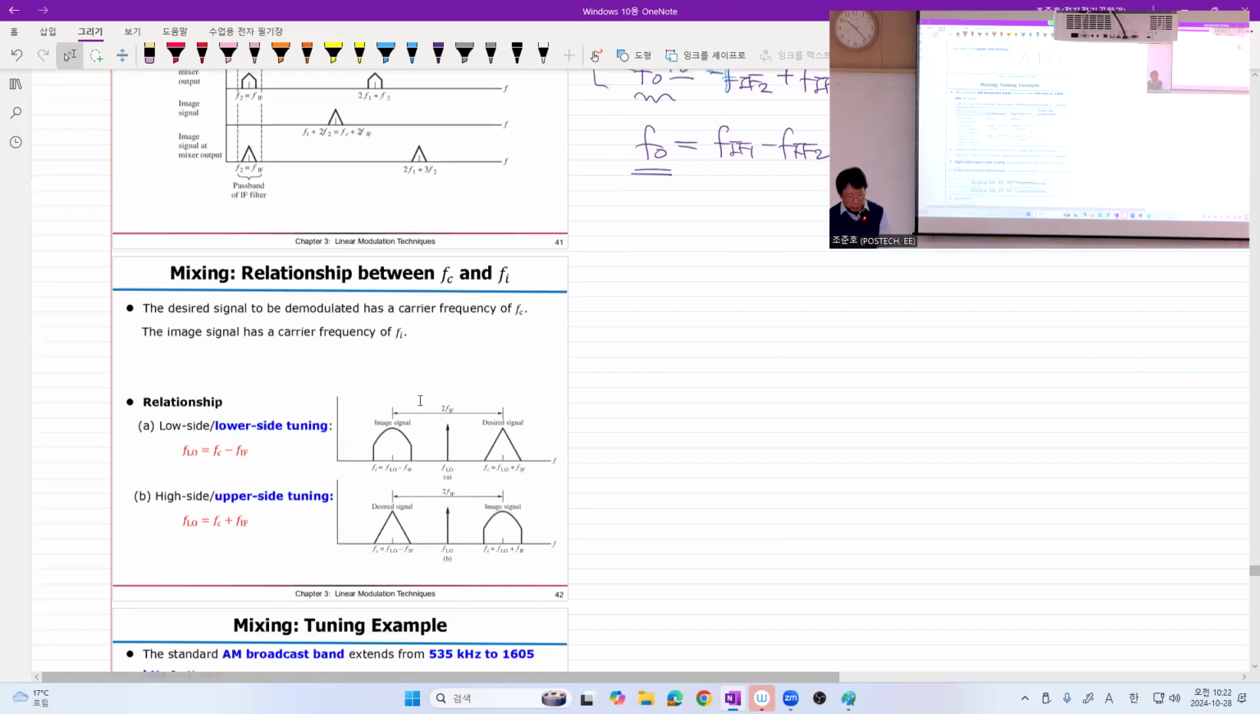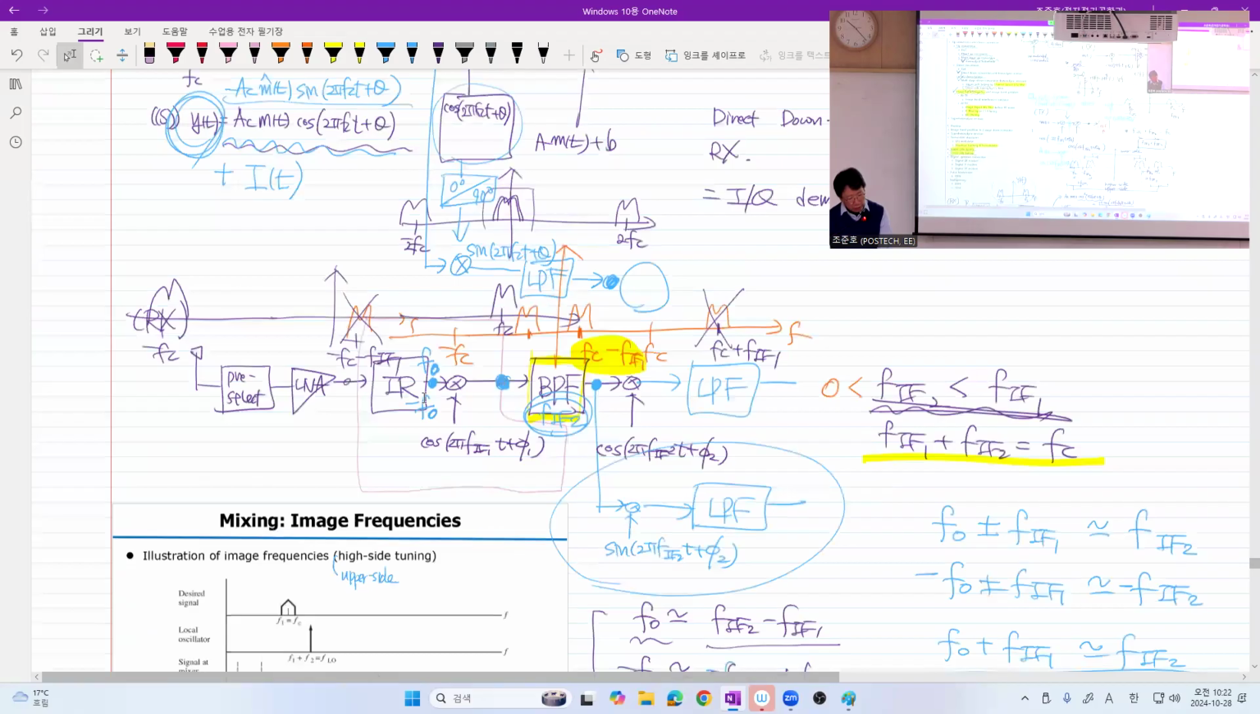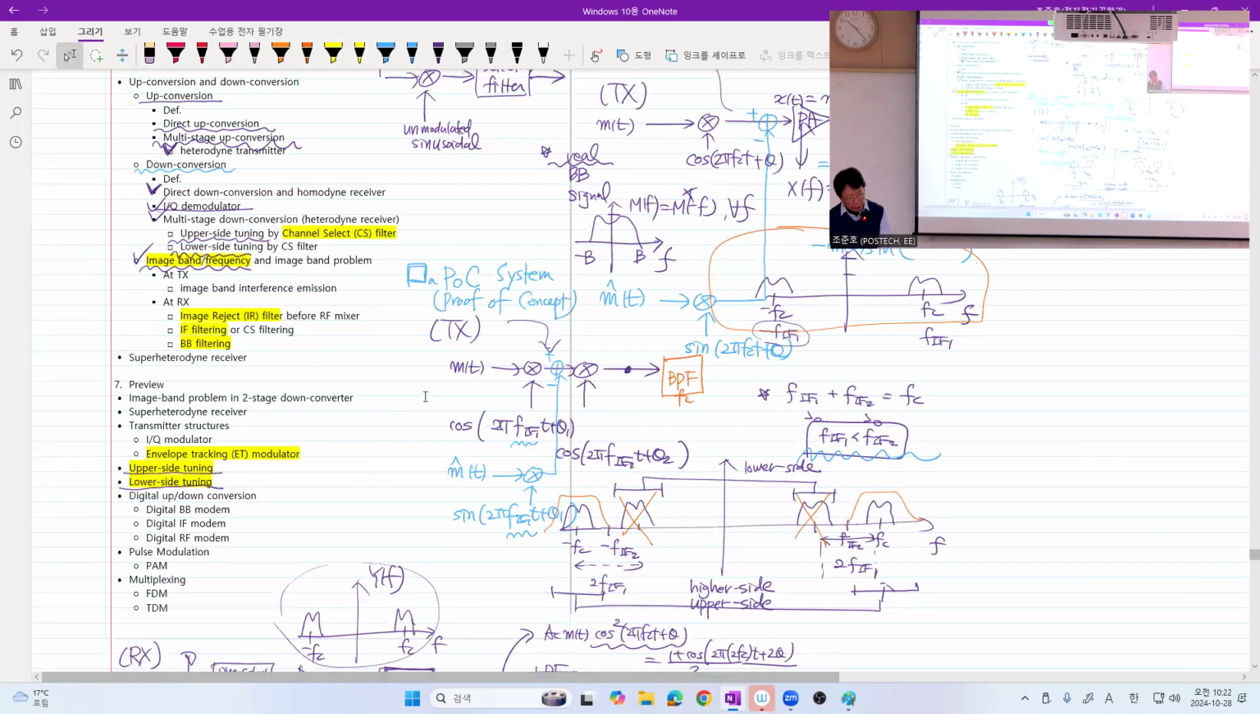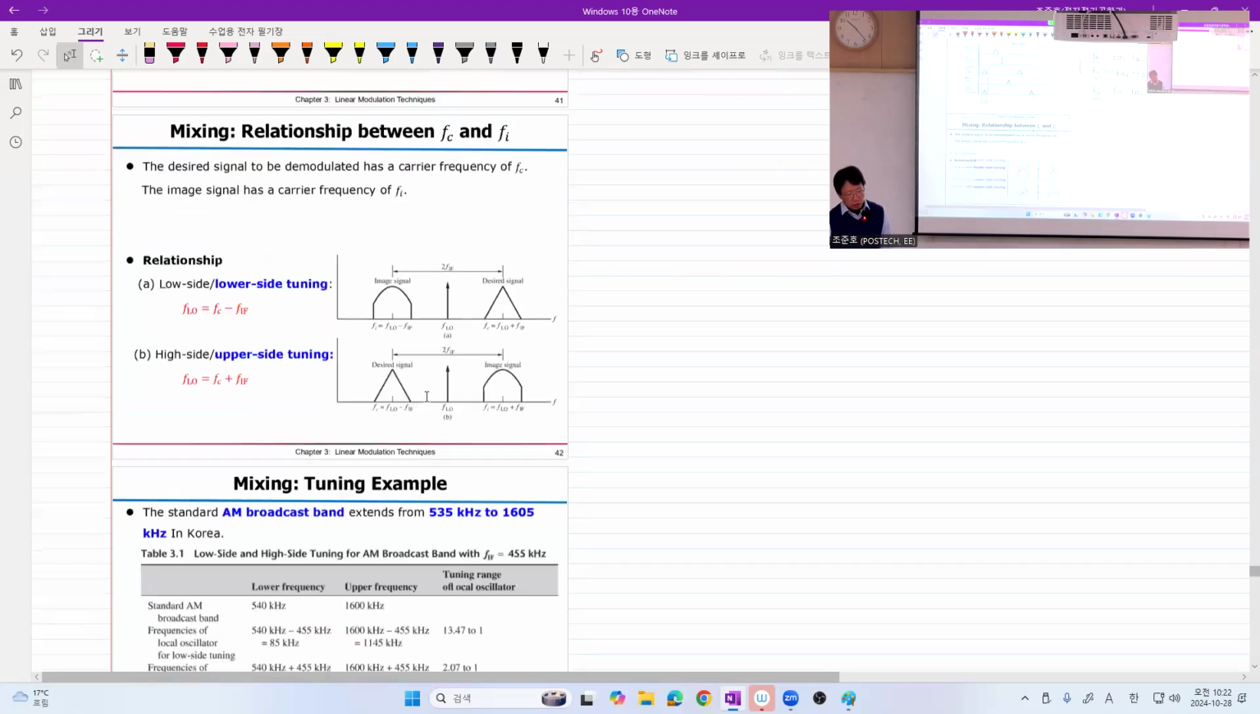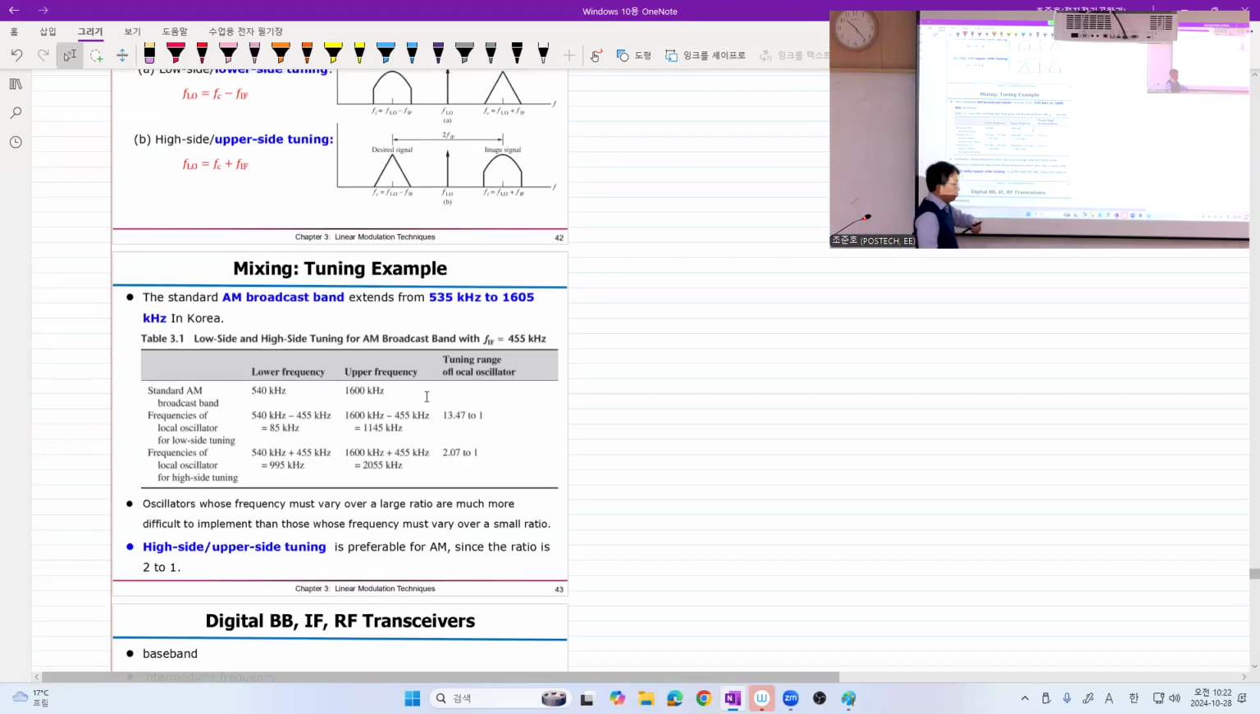Now, let's move to the superheterodyne idea. What is a superheterodyne receiver? A superheterodyne receiver is used when your target signal may have not a single frequency but plural frequencies. So sometimes you want to tune to the KBS station, sometimes SBS, sometimes NBC, CBS, something like that.